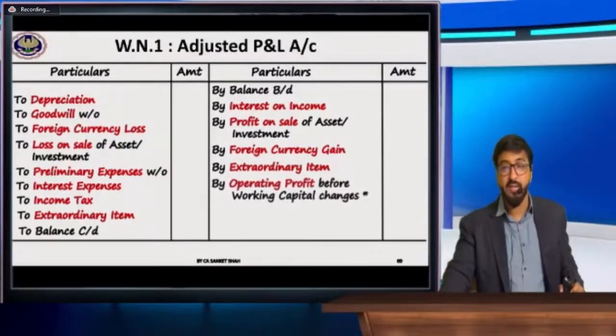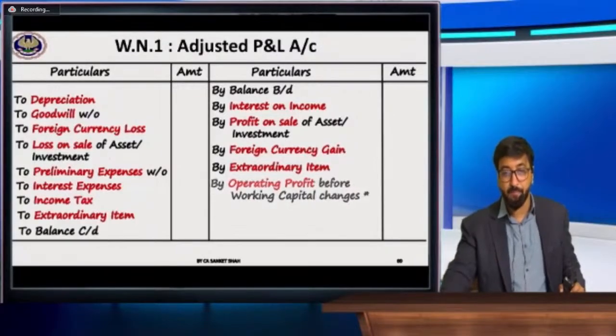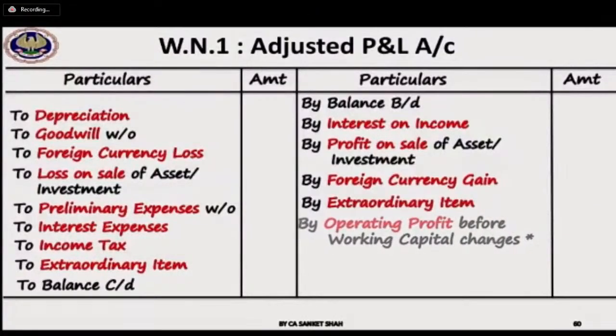You can write this. Yes, adjusted P&L. With reason you can write this. With reason. Non-cash. By balance brought down. Let's complete quickly. By balance brought down.